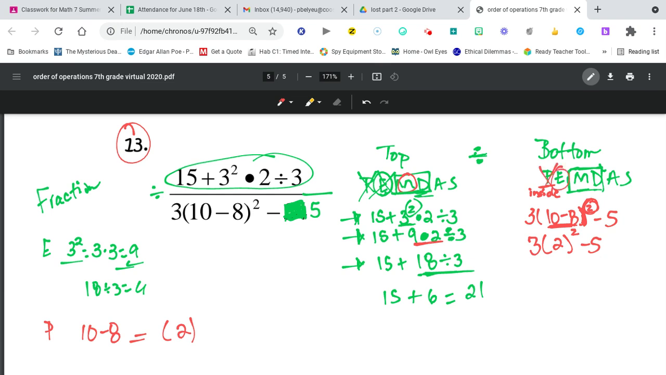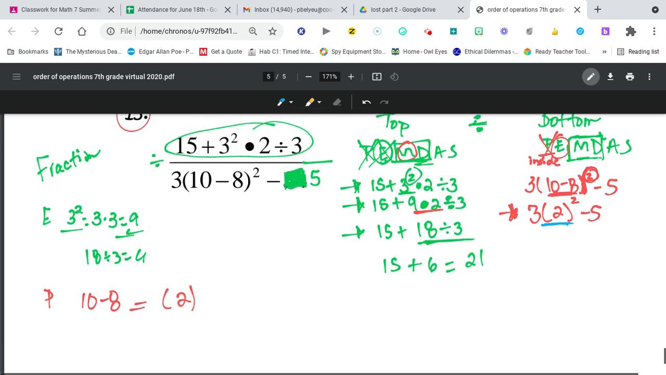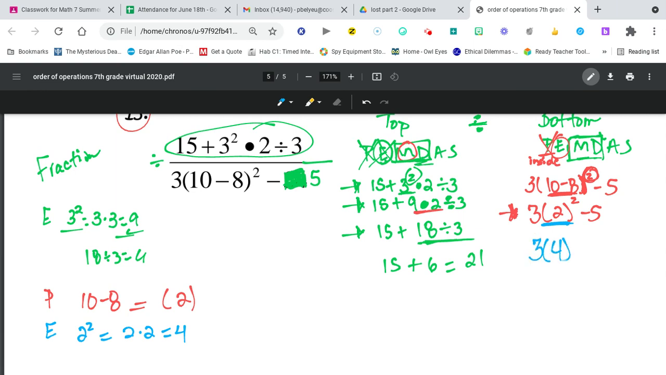Now, do you see an exponent? Sure do. I see an exponent on this line of math: 2 to the second power, not 3 but 2 to the second power. So 2 to the second power is 2 times 2, which is 4. So I get to replace this with the number 4. So it's 3 parentheses 4, or you can put 3 dot 4. I don't care. It means multiplication when it's mashed together. And then minus 5.